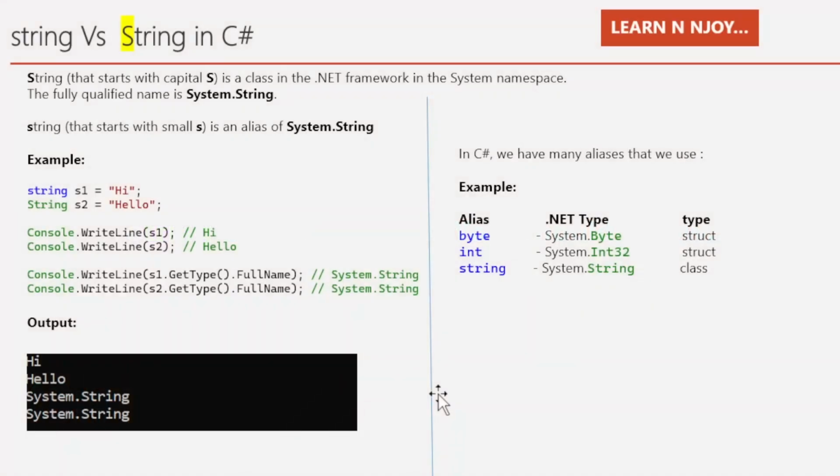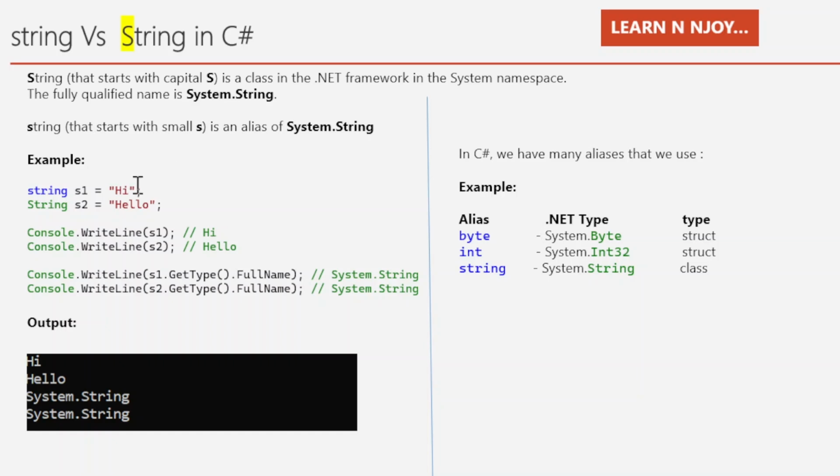string versus String in C#. String, which starts with a capital S, is basically a class in the .NET Framework in the System namespace. The fully qualified name is System.String. The string that starts with a small s is an alias of System.String. Okay, let's try to understand them with the help of the example shown here.